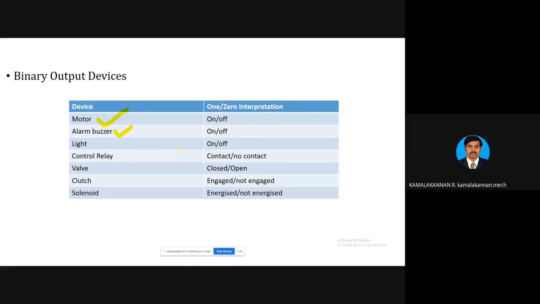So when you take a CNC machine, which you have seen in the CNC lab, you might see different lights turn on depending upon the condition. When there is an emergency, what happens? The red light will switch on. Likewise, the light being on or off has an interpretation of yes. Next are control relay, valve, clutch, and solenoid. So these are some basic output devices that will be connected with the PLC.